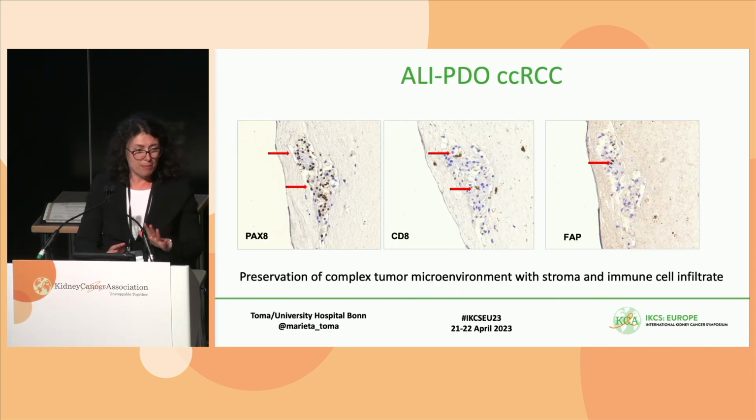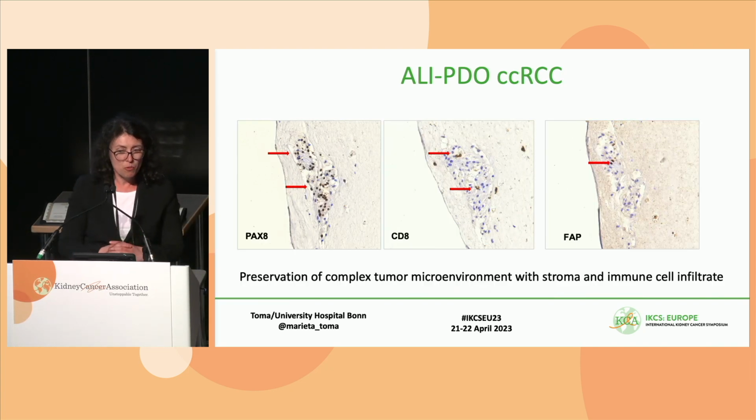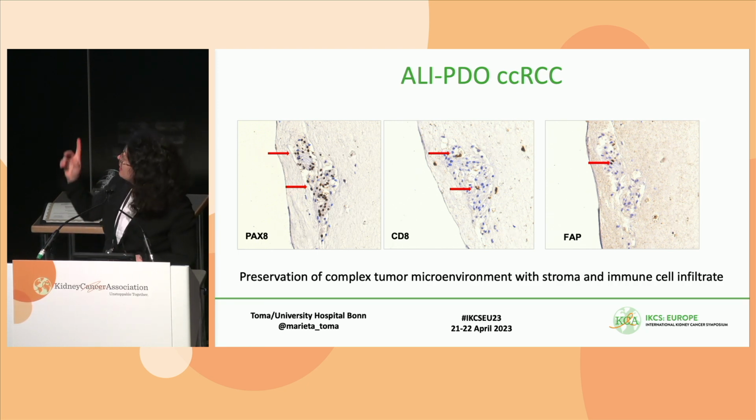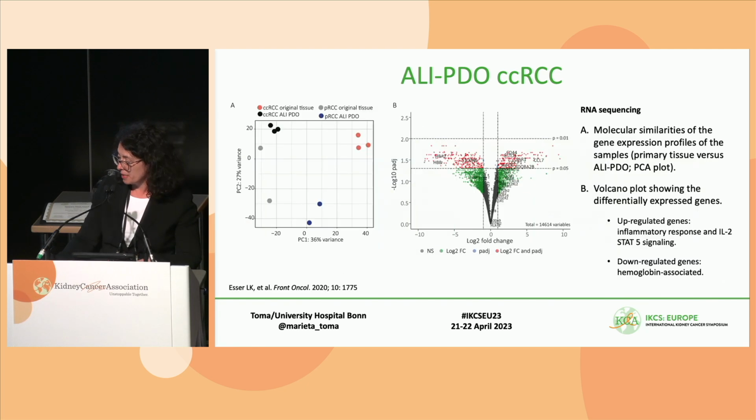And we did some immunohistochemistry because we wanted to know what is growing there. And you see on the left side, the red arrows, they are the PAX8 positive tumor cells. Then we have a lot of CD8 positive immune cells, outside also, but inside the organoid we still have the CD8 positive immune cells. And we have also FAP positive stromal cells, fibroblast activation protein positive. So we could preserve the microenvironment.